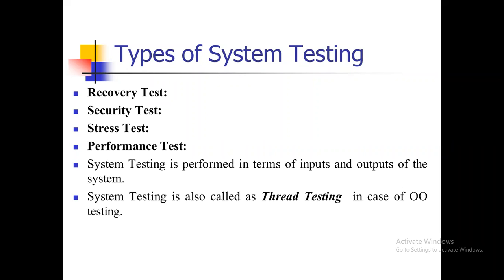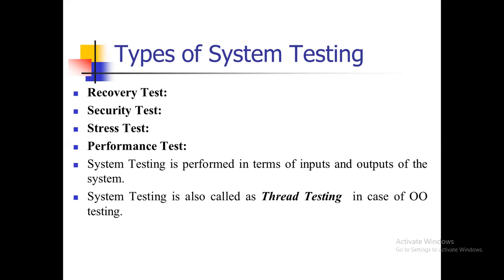Then the security test ensures that the system data is protected from unauthorized access, like fraudsters and hackers. That is the security test. The third one is the stress test, which tests the reliability of the system. And the last one is the performance test. It tests the runtime performance of the system to find out how fast the system performs under a particular stress or load. So your system testing is performed in terms of inputs and outputs of the system.